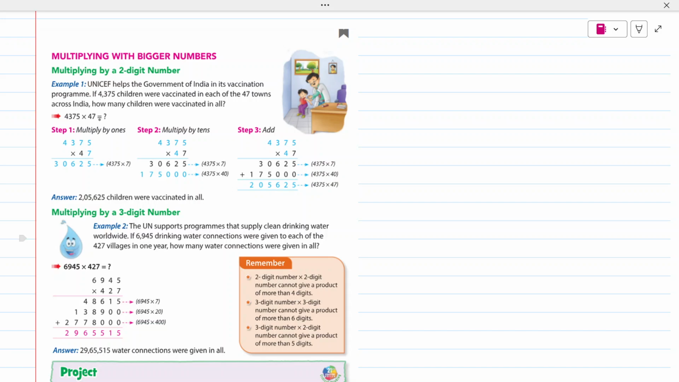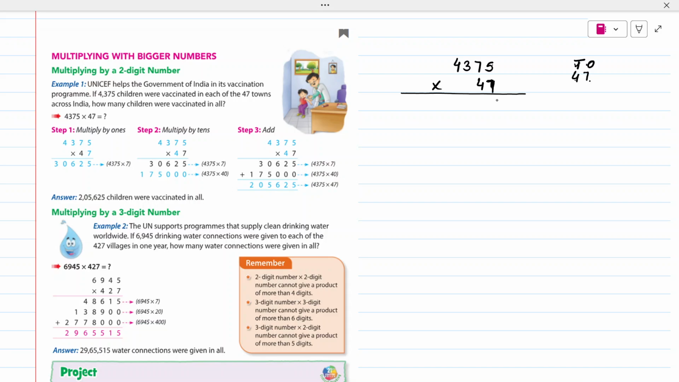I am taking the same example here, that is 4375 multiplied by 47. Okay, so kids, here this 47 is a 2-digit number. It has 2 digits, right? And this is our digit at ones place, or you can say at unit place, and this is our digit at the tens place. Now when we do the multiplication with the 2-digit number, first we multiply the upper number with the number at ones place. So here we have 7 at the ones place. So let's start the multiplication.